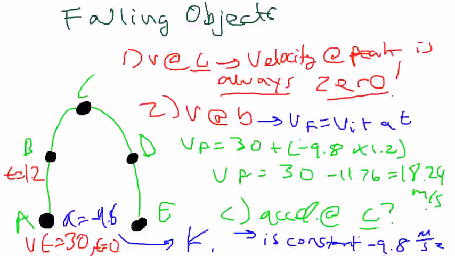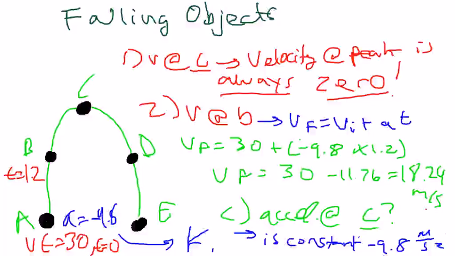We can use our big three equations to solve this problem since we're given the initial velocity. Since we know time and since we know acceleration, we can solve for final velocity. The equation is final velocity equals initial velocity plus acceleration times time. Doing the math, we have 30 plus negative 9.8 times 1.2. After doing the math, we get the final velocity is 8.24 meters per second for B.